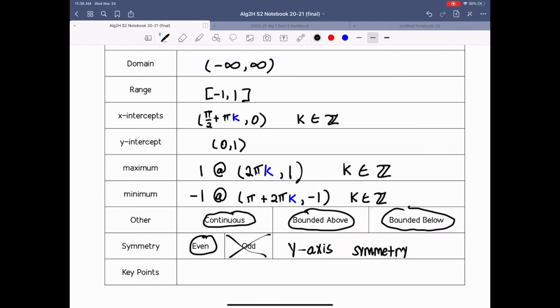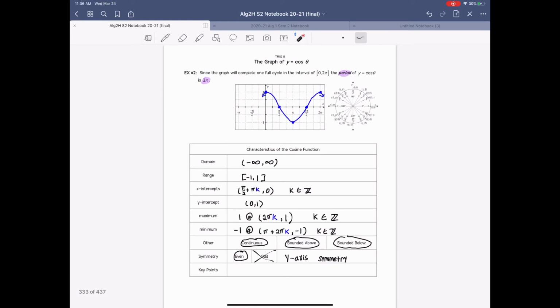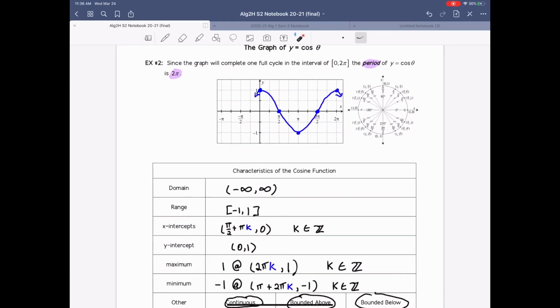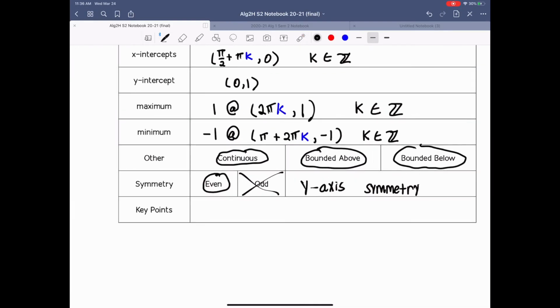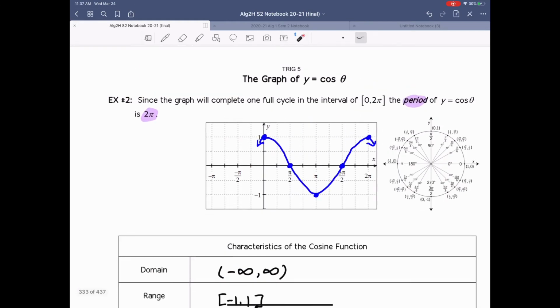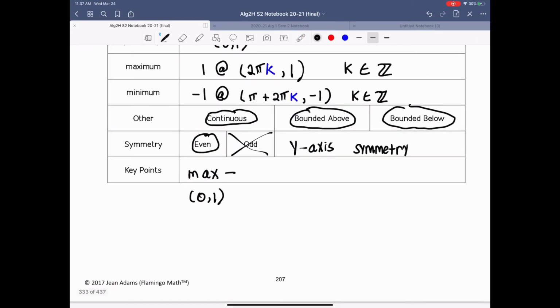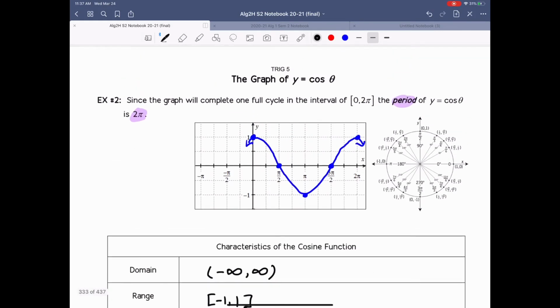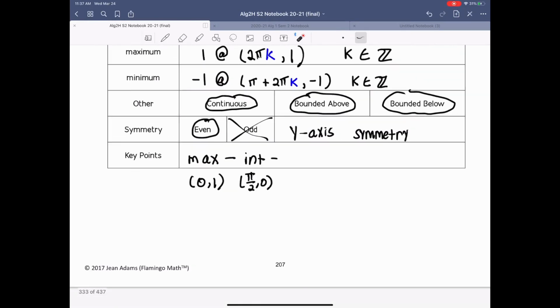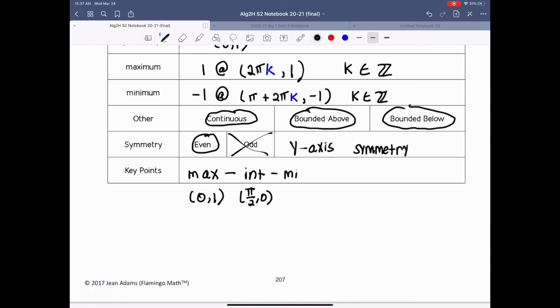Last but not least, let's talk about some of the key points, and specifically I'm going to talk about the interval 0 to 2 pi and some of the key points that we see. So the first thing I see is a maximum at (0, 1), so that first key point here is going to be a maximum at the point (0, 1). Now moving on from that, the next thing I see is an intercept at (pi over 2, 0). So I'm going to say the next key point is an intercept at (pi over 2, 0). The next key point, after that, we see we have a minimum at (pi, -1). So I'm going to say the next key point is a minimum at (pi, -1).